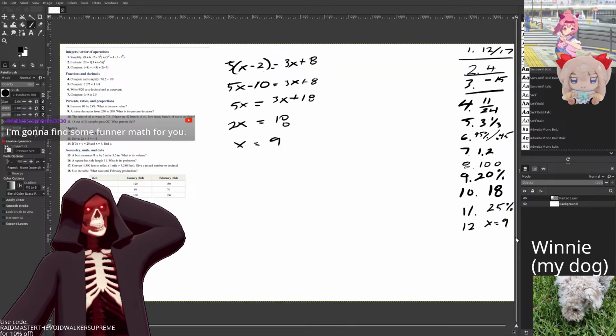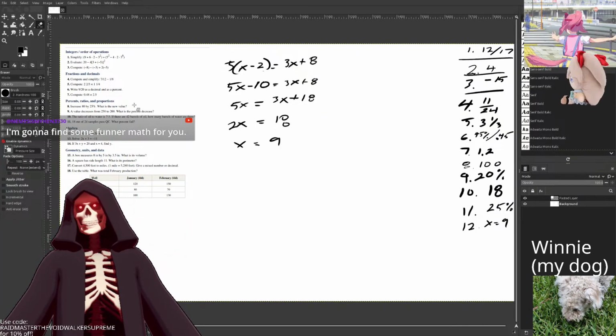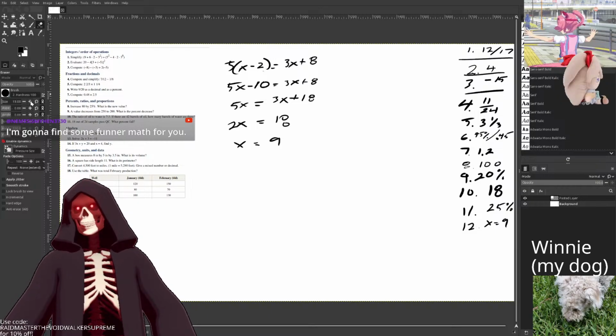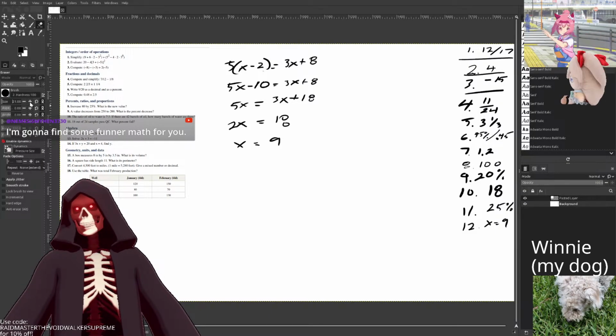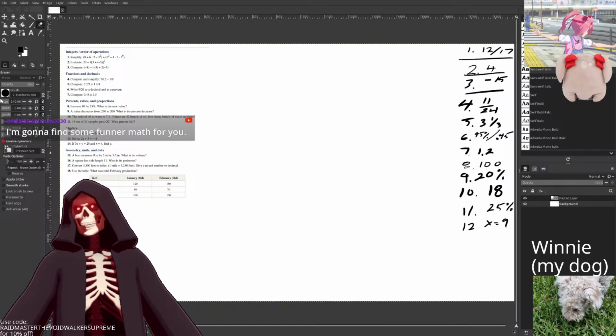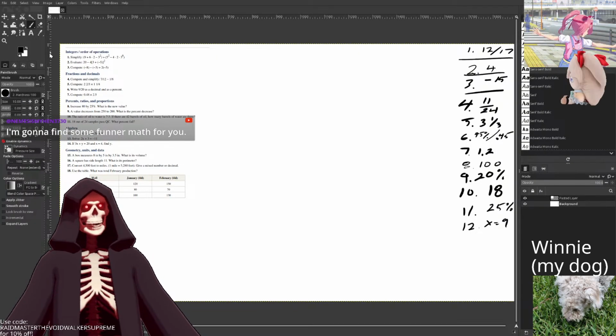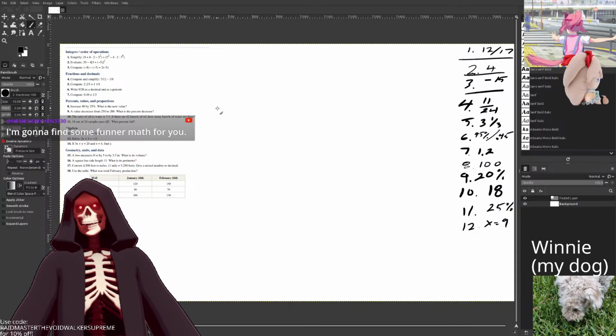That is some funnier math for you? Yeah. Maybe, I wouldn't be opposed to that. I'm actually trying to practice math, and gamifying it for stream is actually pretty effective, because it's kind of fun actually doing this.